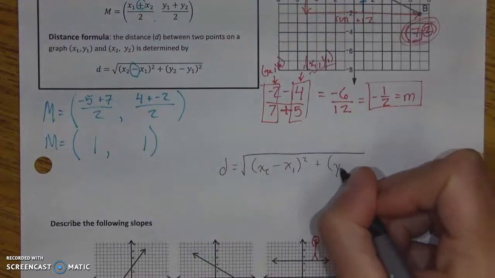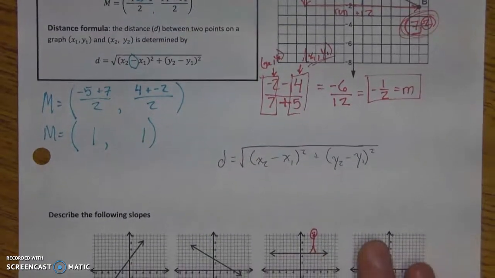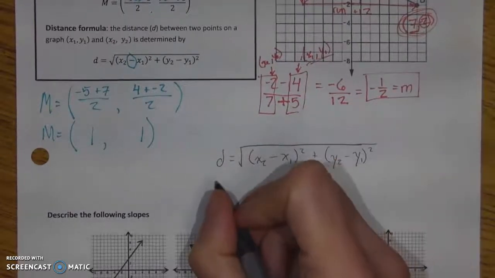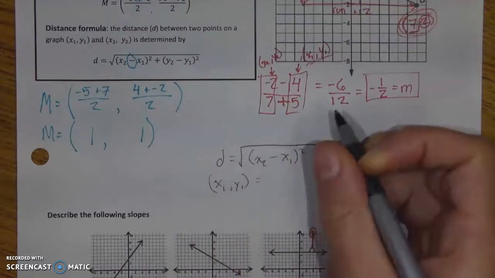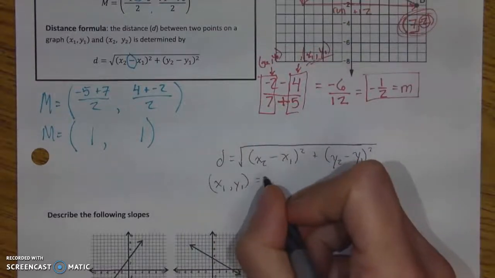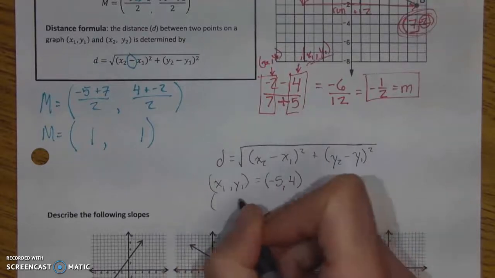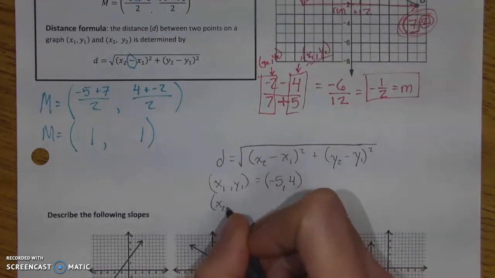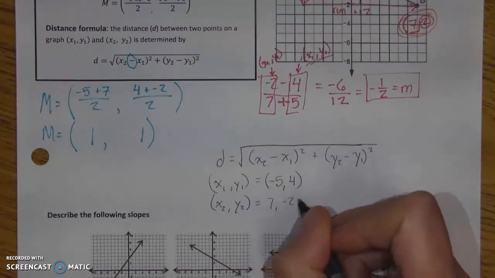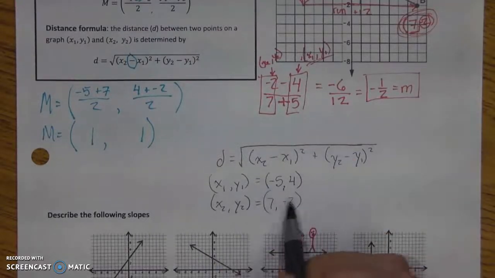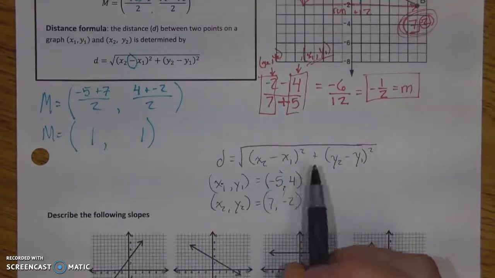I like to always start by writing out my formula so that I know what I'm substituting in. I also know that my points, x1, y1, is going to be equal to one of the 2 points on the graph. And I've been calling my first point the negative 5, 4, so I'm going to keep that going here. Then my x2, y2 is going to be my other point, 7, negative 2. And I'm going to have to be very careful substituting that I keep my x values as the first and my y values as the second.